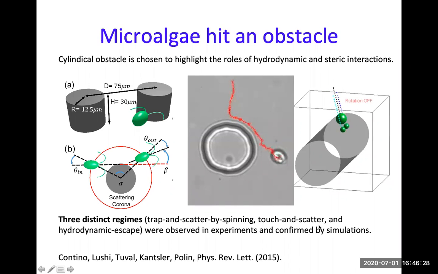And indeed, just as before with the flat surface, with the cylindrical surface, the spinning of the algae is what enables it to escape entrapment. Right? So for the algae, the interaction with the solid wall has 3 distinct regimes that depend on the incoming angle, right? It's not a simple rule.